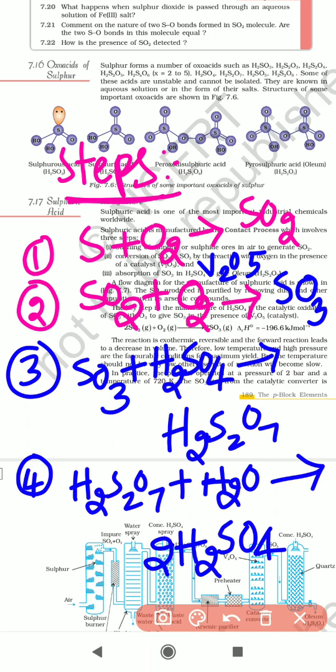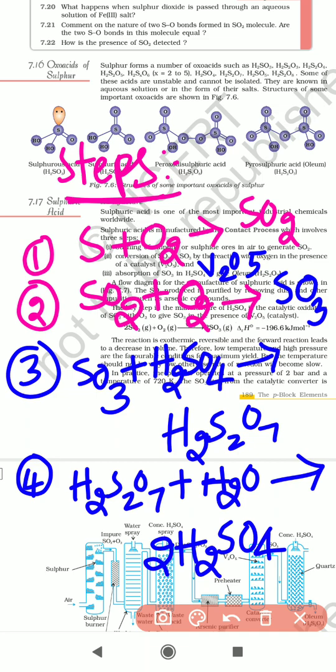So once again, I will recapitulate all the steps. If you have any doubts regarding this, kindly speak out. By using this contact process, we manufacture sulfur trioxide, and by using that sulfur trioxide, we manufacture sulfuric acid. So let us see the steps once again.